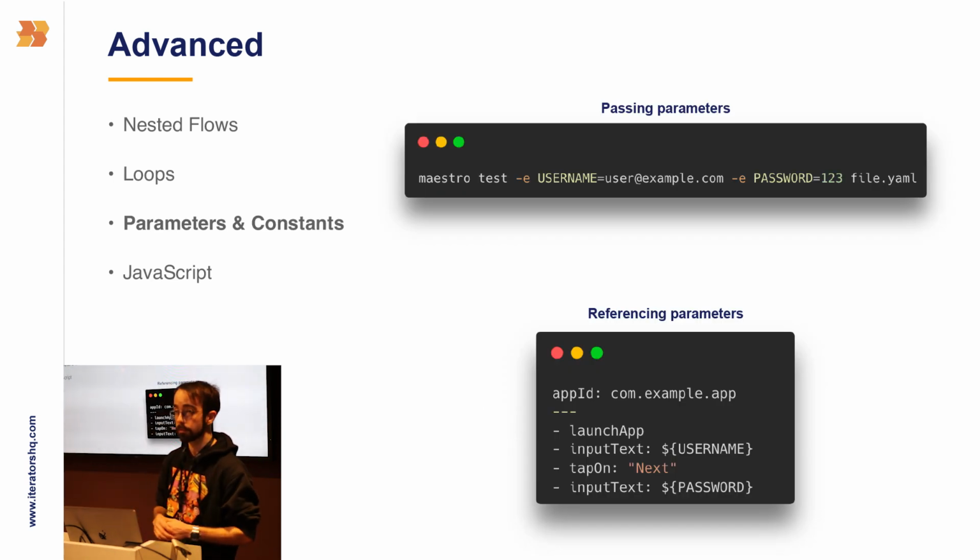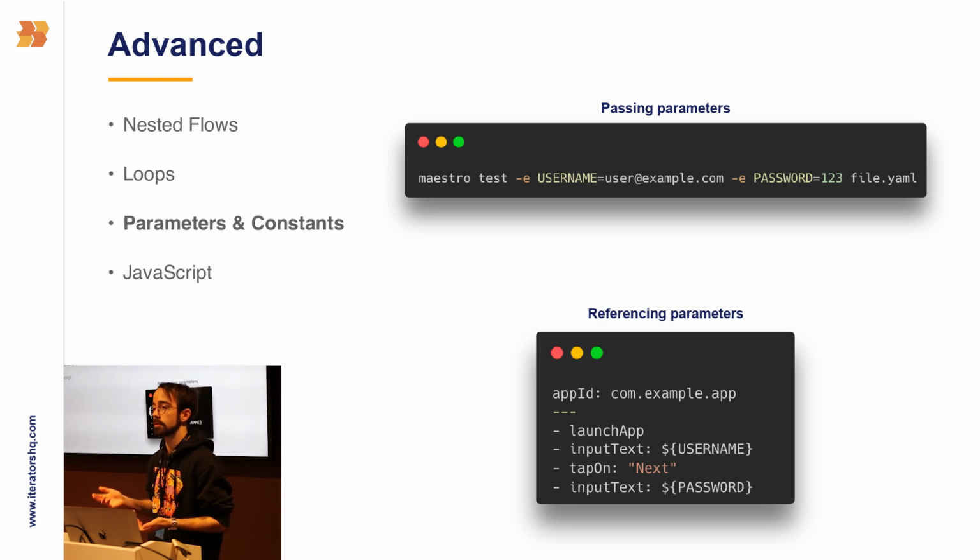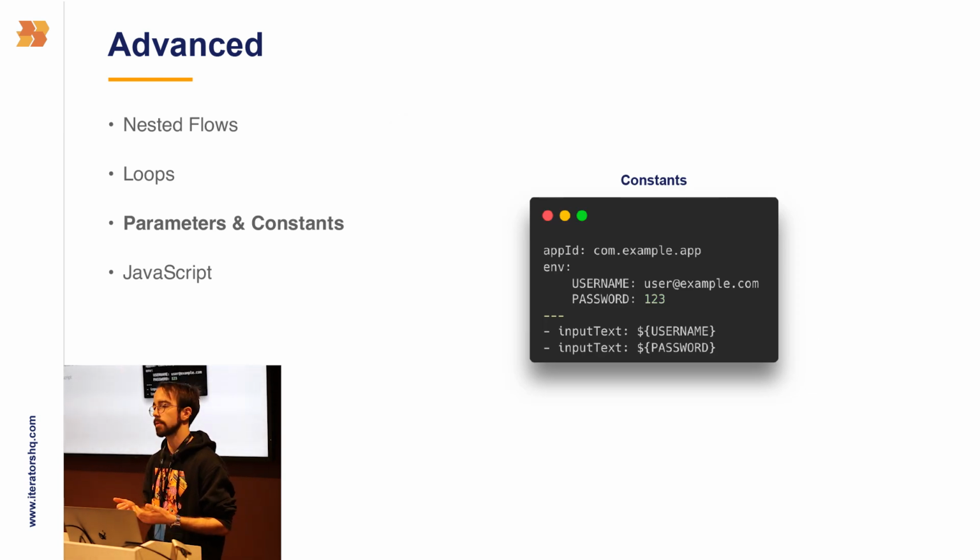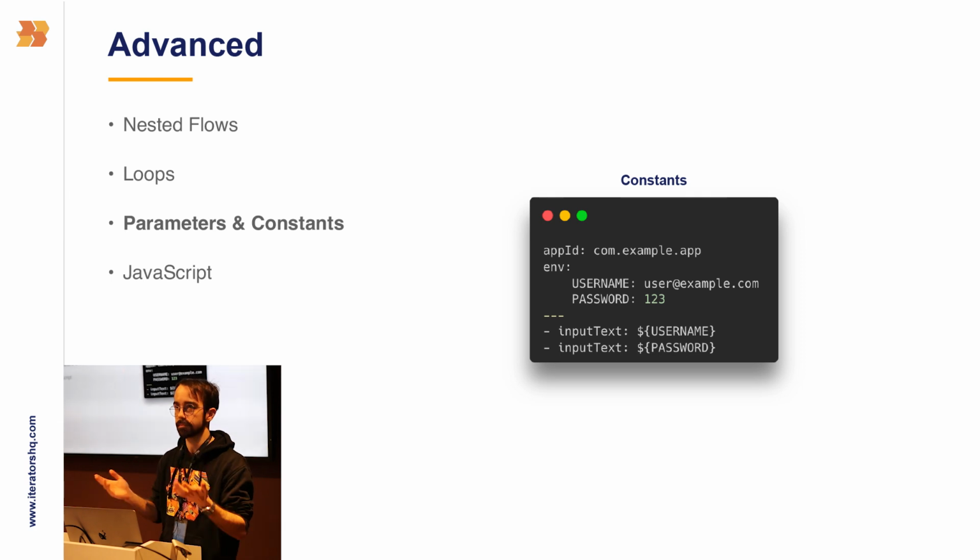And then another powerful feature is passing in parameters and constants. So to pass in parameters, you simply, on the command line, using the -e flag, supply what the parameter should be, and then you can reference it in your test flow with this JavaScript string interpolation syntax. So username and password in this example. Constants are very similar, except that we define them before our flow starts in this environment variables section, basically. And again, we're referencing them in the same way that we would do with parameters.